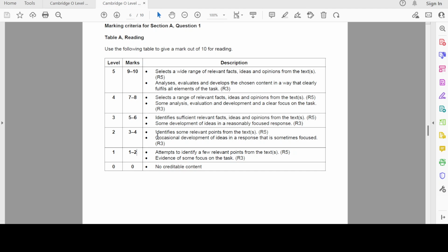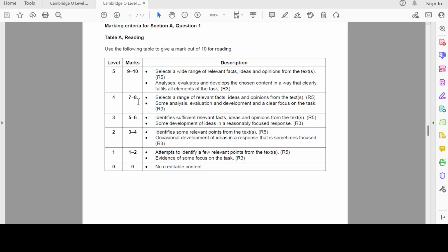So level 2, 3 to 4 marks, identifies some relevant points and occasional development, right? So here's where the development comes in. You're trying to give detail or explain or justify that point. Mid-range identifies sufficient relevant facts, ideas and opinions, some development of ideas in a reasonably focused response. Right, so there is some focus and organization. The candidate knows what they're talking about to a certain extent, not entirely, but somewhat.